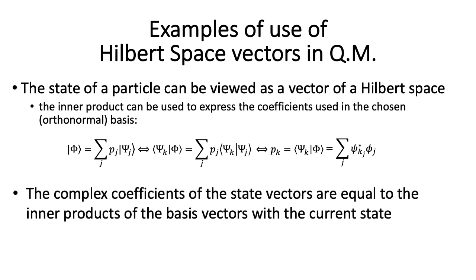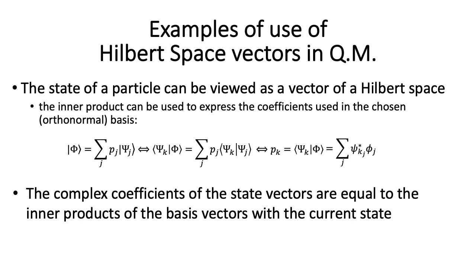So that means that the complex coefficients of the state vectors are equal to the inner product of the basis vectors with the current state. And so the coefficients express how much the state is close to or alike the corresponding basis state. And we'll use that result in a coming video to finally explain some of the quantum physics mysteries we're trying to solve. It's fascinating.